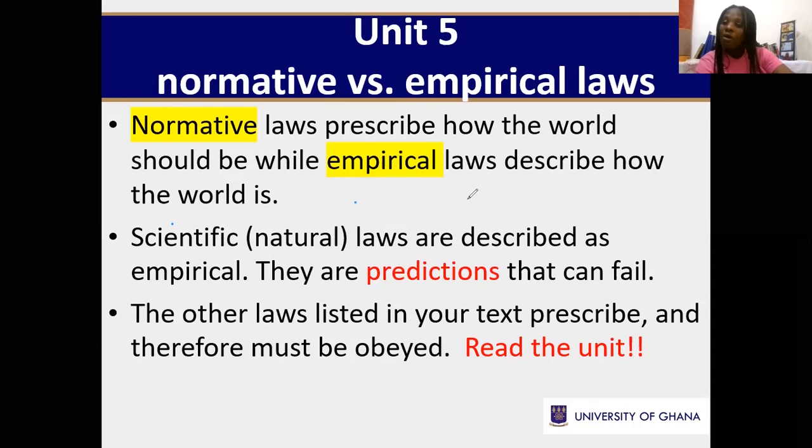It doesn't allow for exceptions. They are not predictions. They are actually what we want to see. So 2 plus 3, we prescribe as what? Equal to 5. It's not the same as anytime you throw a ball up, it will come down. Those are empirical laws. Now, if you get the two extremes, you will see that the empirical laws seem to be factual, whilst normative laws seem to be definitions and values mixed together.